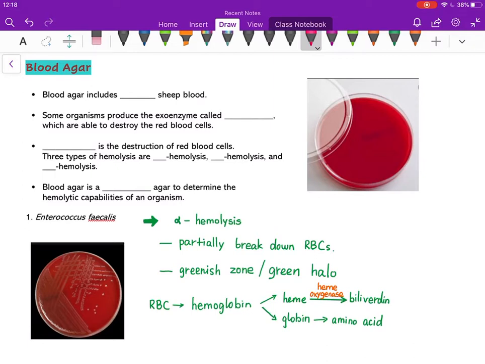The blood agar contains general nutrients and 5% sheep blood. Some organisms produce the exoenzyme called hemolysin, which is able to destroy the red blood cells. Hemolysis is the destruction of the red blood cells. And there are 3 different types of hemolysis, which are alpha-hemolysis, beta-hemolysis, and gamma-hemolysis. Blood agar is a differential agar.